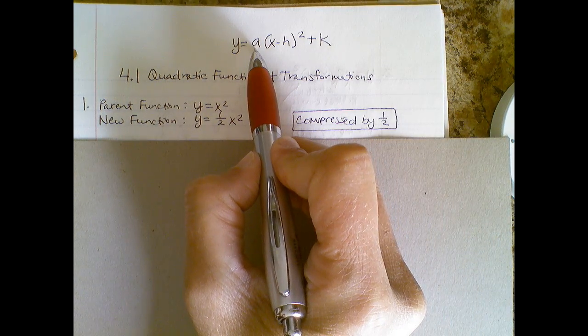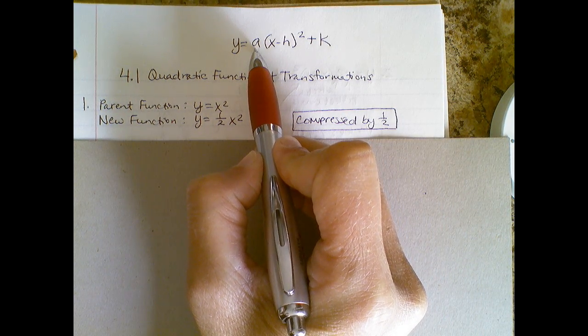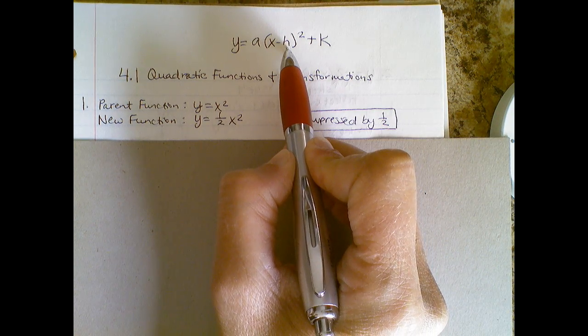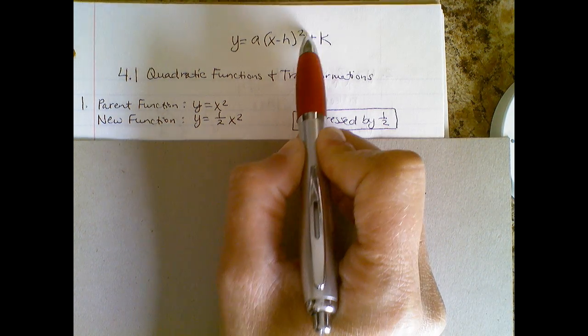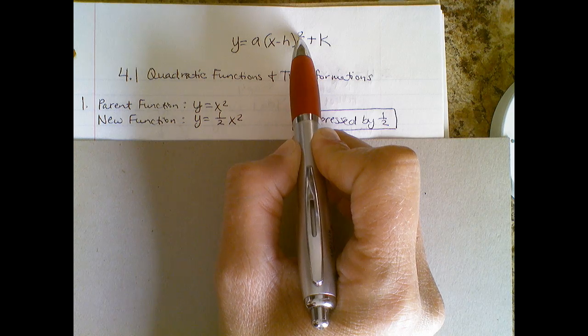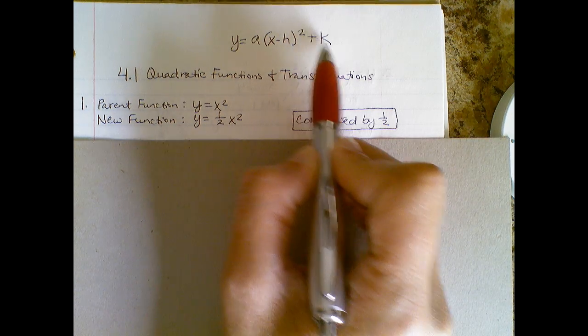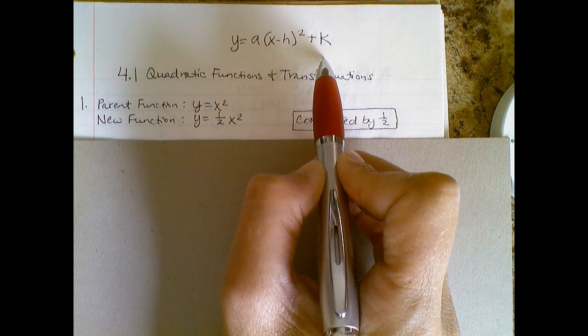This A, again, remember, it means it's stretching or compressing. This H moves it left and right. Since we're working with parabolas, there will be a 2 here just to get us that parabola shape. And then this K moves it up and down.